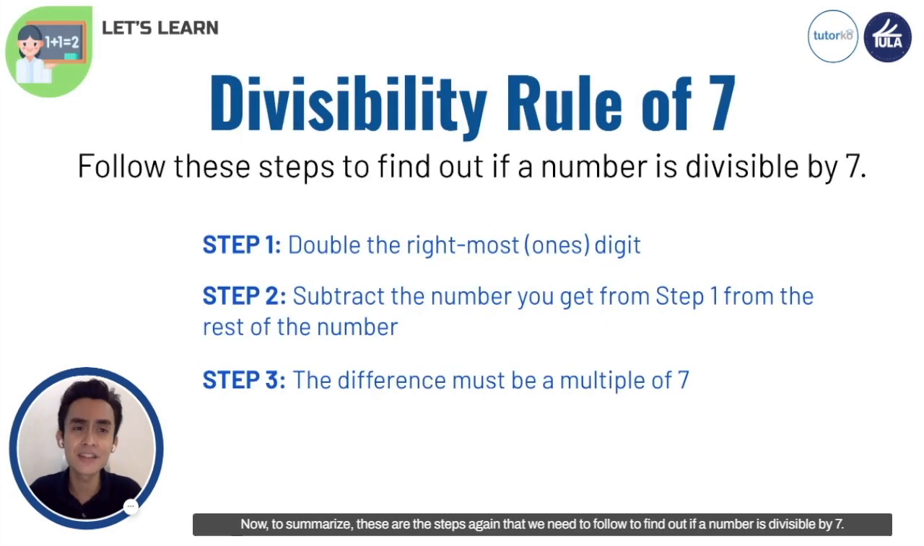Now, to summarize, these are the steps again that we need to follow to find out if a number is divisible by 7. Step 1, double the rightmost or the ones digit. Step 2, subtract the number you get from step 1 from the rest of the number. Step 3, the difference must be a multiple of 7.